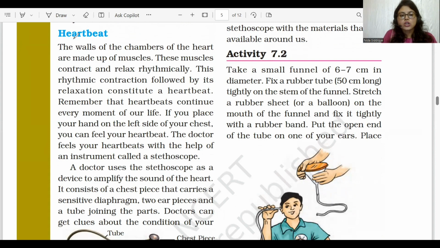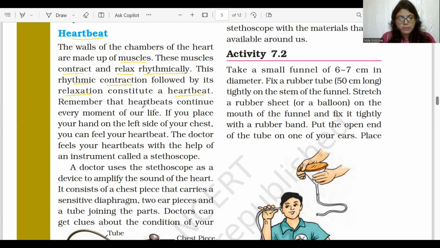Okay, so now let's talk about heartbeat. The walls of the chambers of the heart are made up of muscles. Hamara jo heart, it is totally made up of muscles. Har ek chamber is made up of muscles. These muscles keep on contracting and relaxing in a rhythm. This rhythmic contraction followed by relaxation constitutes a heartbeat. एक contraction और एक relaxation will form a heartbeat.